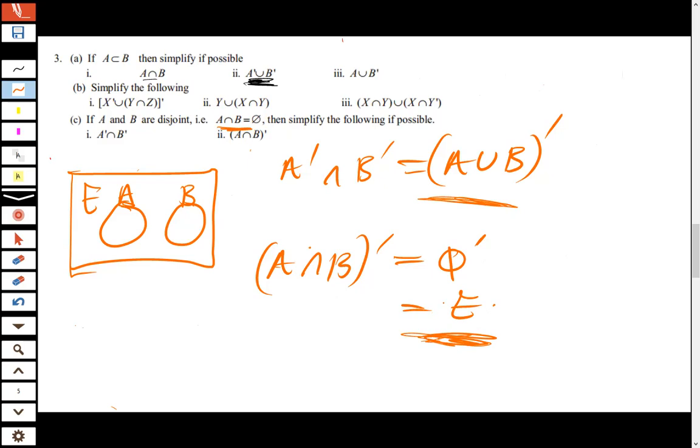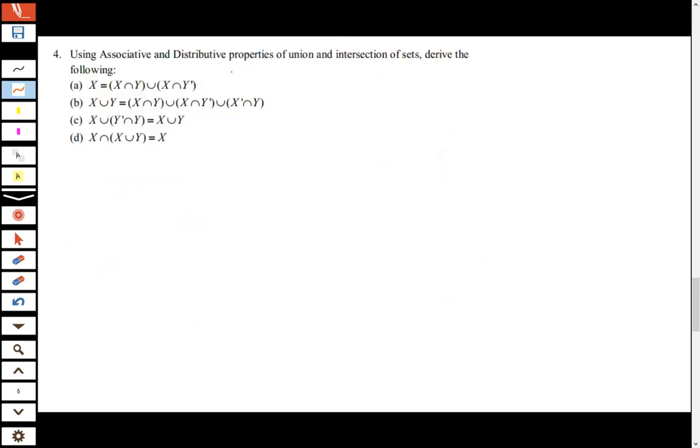Okay, since there are no questions, let us also simplify this. This is question 4, which says using associative and distributive properties of union and intersection sets, derive the following. So they're asking us to prove that this part is equal to X. So let us get A. A is simply X intersection Y in brackets, and then union X intersection Y complement.